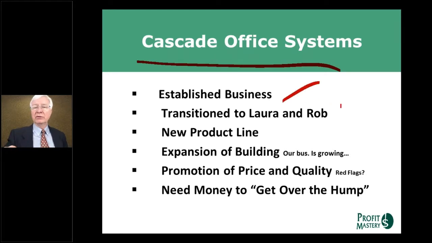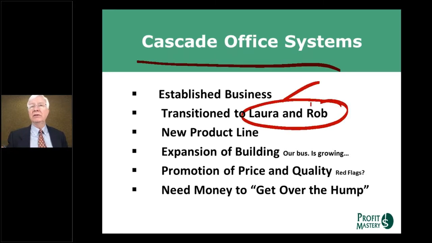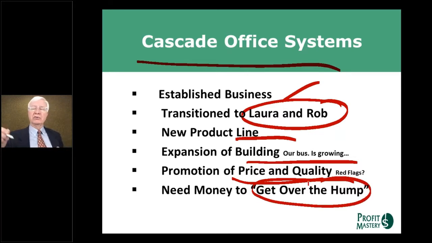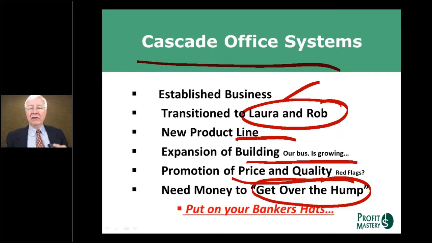It was a business that was transitioned to the kids, to the daughter and the son-in-law. They developed a new product line. They expanded their building. They did a promotion last year based on the price and quality of the custom office furniture that they make. And they, in this little case study, are at the bank because they are struggling. And they don't know why. They've had a really, really rockin' sales year, but their cash flow is terrible.